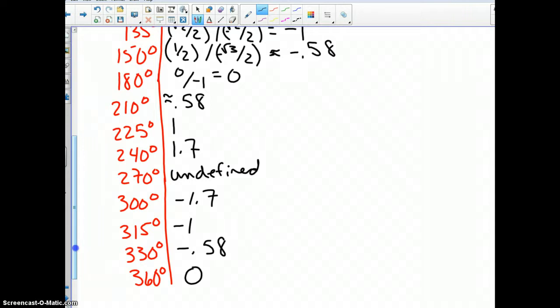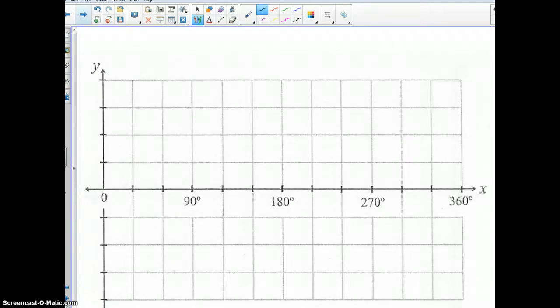So what we're going to look at next is actually putting this onto the graph. Now, as we move here to our graph with 0 through 360 degrees, you might realize that the largest number you got is 1.7. So we're going to put 2, and then I'm going to split this to 1. So basically going by halves each time. And then the same in the negative direction. So we'll go to negative 2. It'll be negative 1, negative 0.5, negative 1.5.